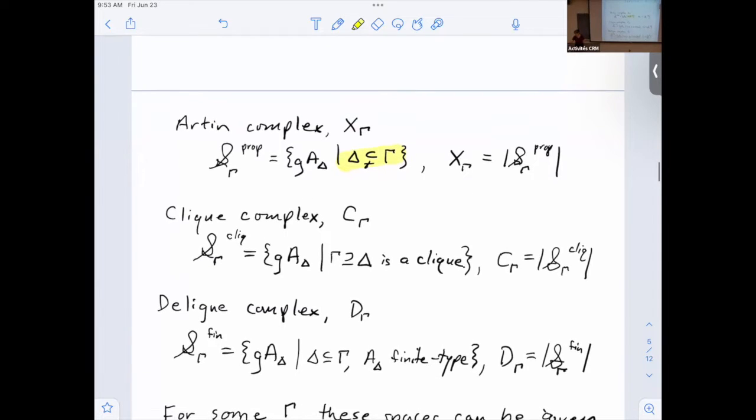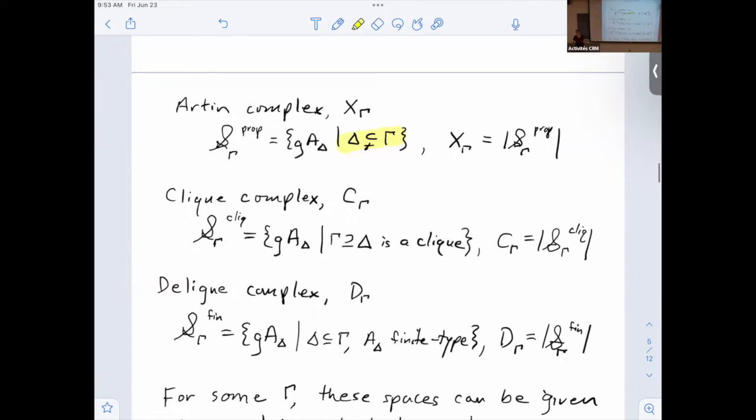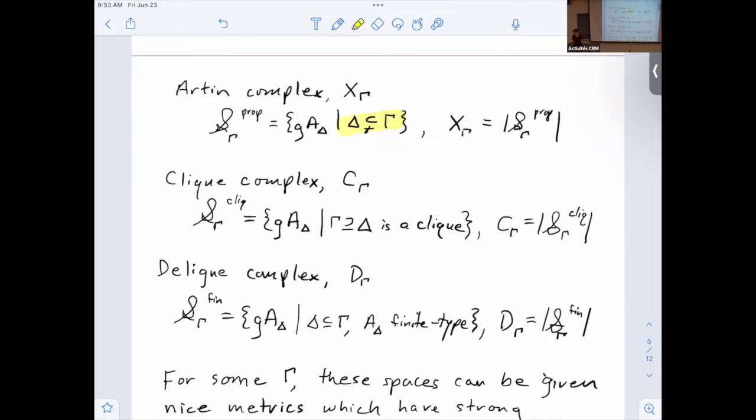And finally, there's another one known as the Deligne complex, because it's a sort of a variation on something Deligne originally defined for finite type Artin groups, but we're going to be interested in it for the infinite type case. And that one, we only allow subgraphs which generate a finite type Artin group.